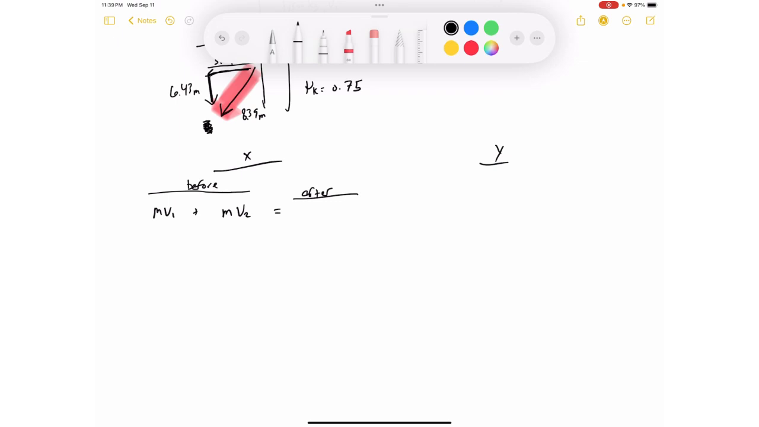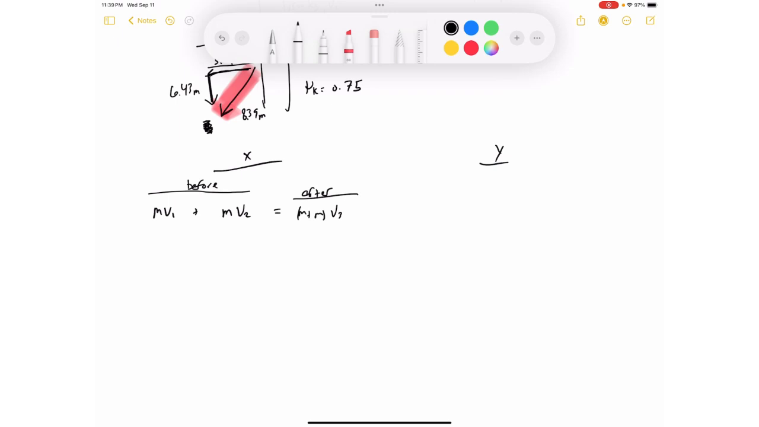So after the collision, they're going to link up. So basically, the two masses are going to link up, right? So you're going to have m plus m. It's not m plus m, but it's both the cars. And then those cars are going to be going at some velocity. I'm going to call that v3.